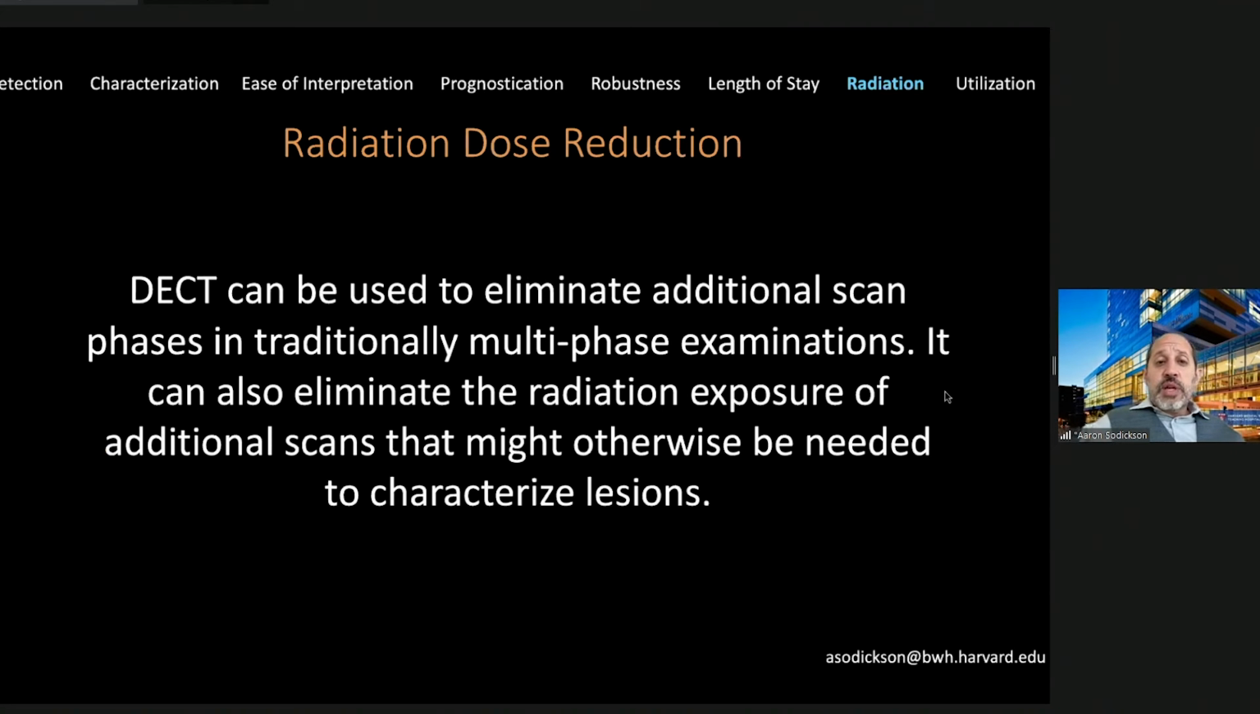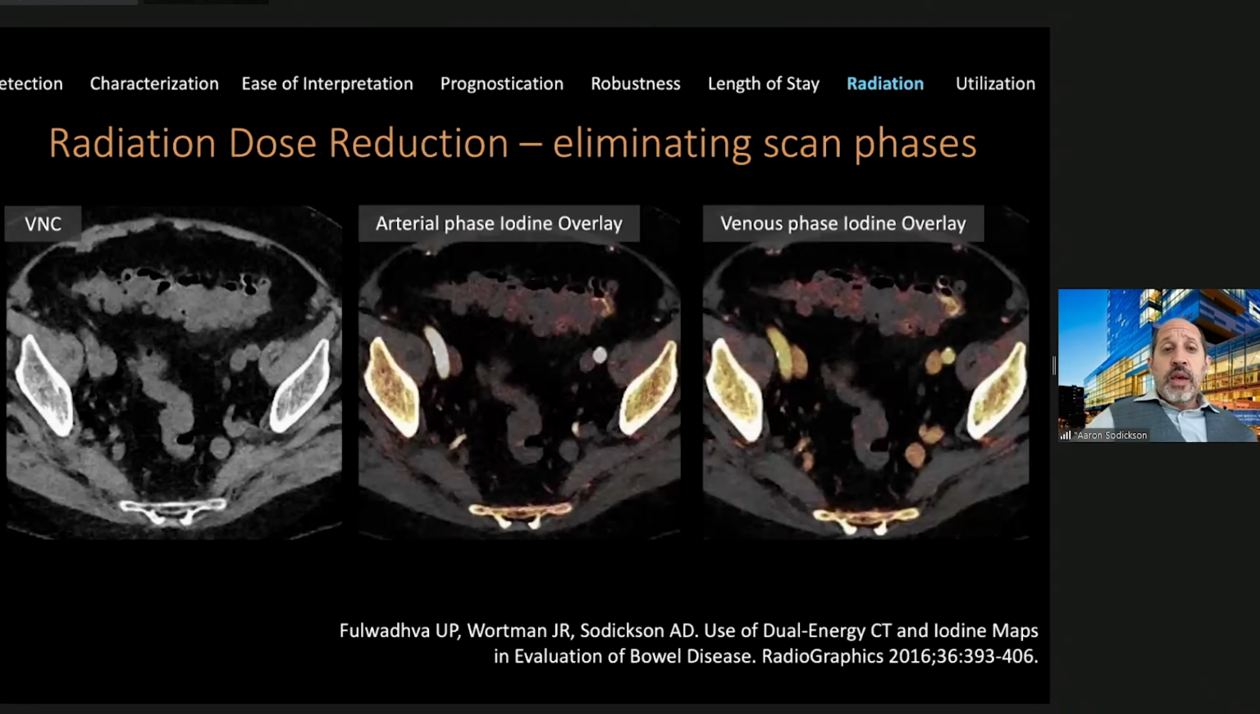Moving on, radiation dose reduction. Dual energy can be used to eliminate those additional scan phases in traditionally multi-phase exams, and it can also eliminate the radiation exposure of additional scans that would otherwise be needed for follow-up characterization. So here's a classic example, GI bleeding. Traditionally, people do a non-contrast phase, an arterial and a venous.